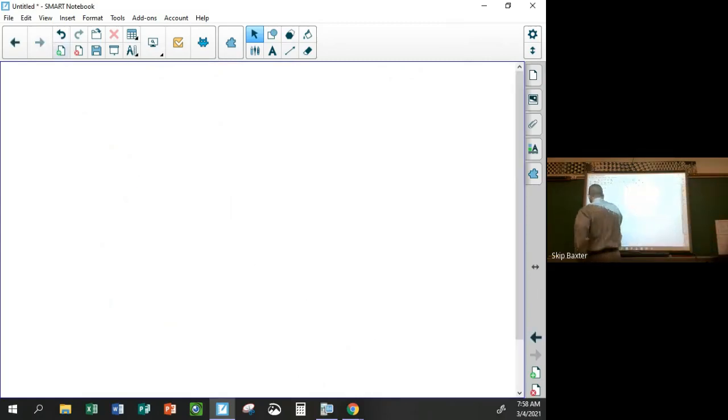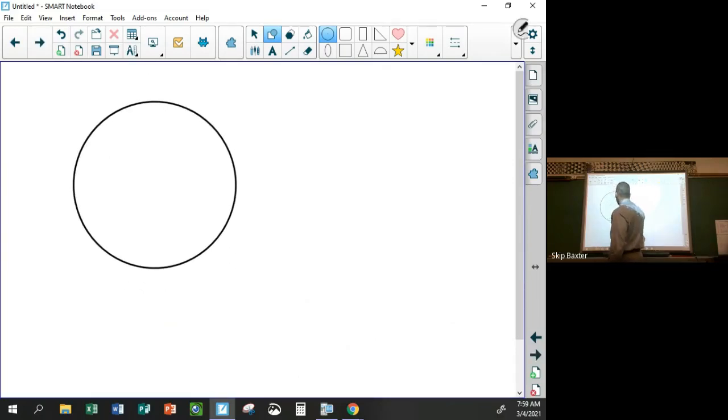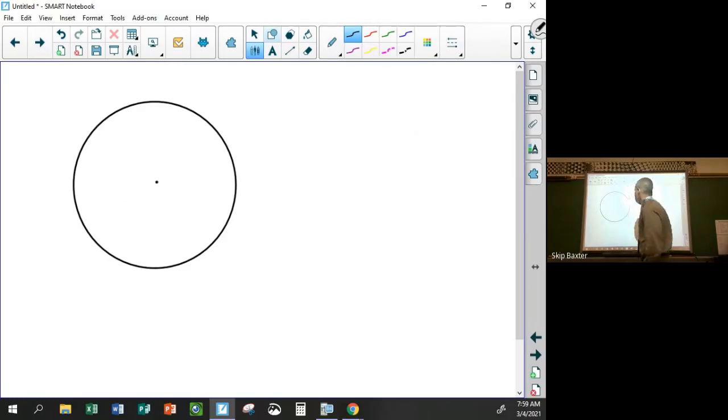So here's the way it works. They're going to give you a circle, the center of the circle, and a point on the circle. So that's what they're going to be given. So let's do that. I have a circle, and the center of the circle, identified like that, and a point on the circle, like this point right here. Let's call that point P. And let's call the center O.